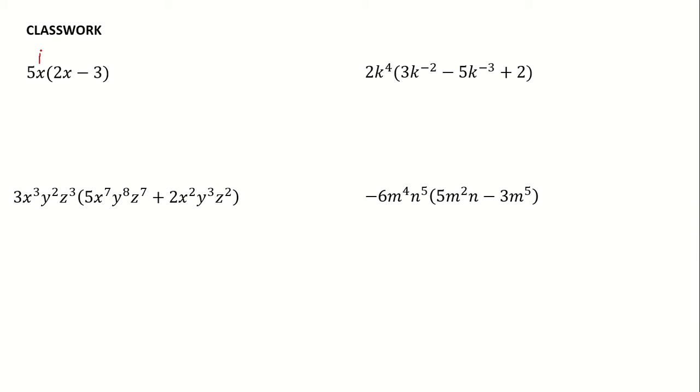All you can do here is to take this and multiply it with that. Take 5x and multiply it with 2x, and take 5x and multiply it with 3. Basically, what I've just said, I've just written it down. 5x multiplied by 2x, here it is. 5x multiplied by 3. In between, I still have minus.